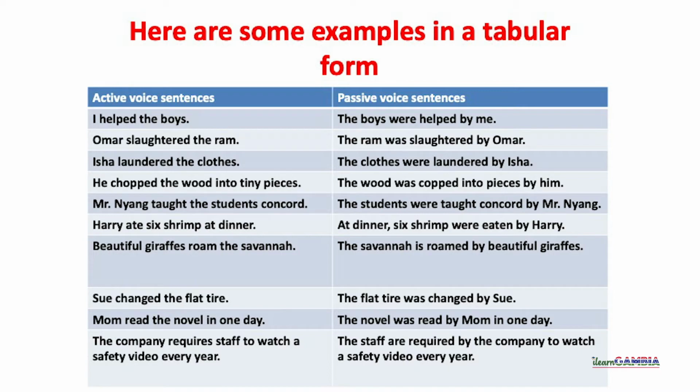Now in a passive voice, always take it like this. Your object becomes the subject. Now in this sentence, the clothes is the object. Now if you want to change it into a passive voice, let the object become the subject. So what do you say? The clothes were laundered by Aisha. So we have more examples. He chopped the wood into tiny pieces. The wood was chopped into tiny pieces by him.